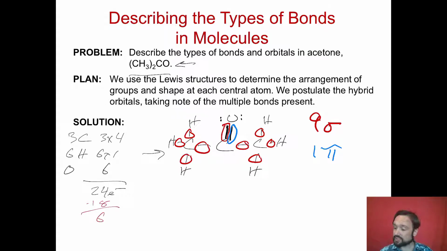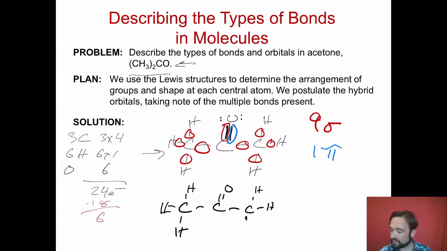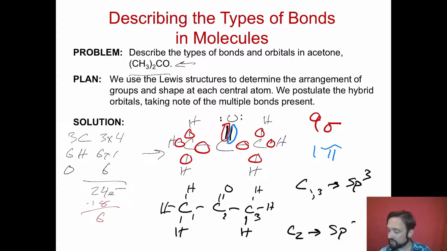All right, so I'm going to sketch this again real quick. I've got my CH3 CO CH3. My 2 terminal carbons, so we'll call these 1, 2, and 3. So 1 and 3 are both going to be sp3 hybridized. Carbon 2 is going to be sp2 hybridized.